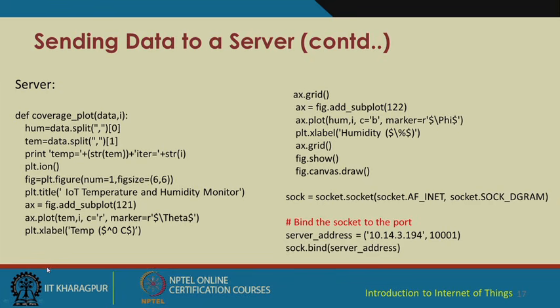Now coming back to the coverage plot, it accepts two arguments. One is the data which comes from the server, and the other is I, which is the counter. Now the data is being split into two parts, humidity and temperature. Since the data was in a CSV format, after splitting, the 0th element becomes humidity and the first element is temperature. So you need to study the data very carefully, like what format the client is sending the data and so on. Now if you want to print the temperature, you just print the temperature and the iteration number.